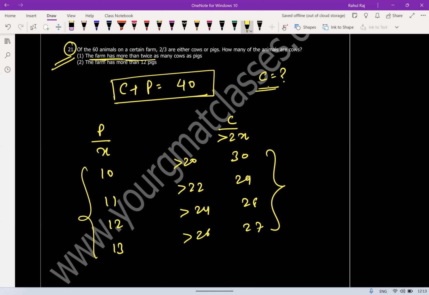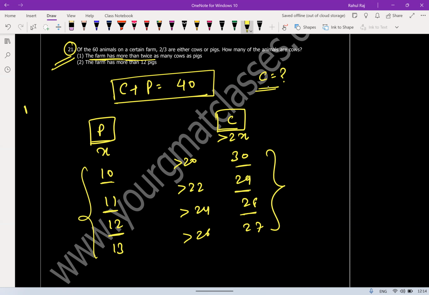Statement number 1 says the farm has more than twice as many cows as pigs. So if the farm has X number of pigs, cows should be more than 2X. So if the farm can have 10 and 30, it is satisfying more than 20. It can have 11 pigs and 29 cows. It is actually satisfying. 29 is more than twice the 11. It could be 12 and 28, which is equal to 40, 13 and 27.